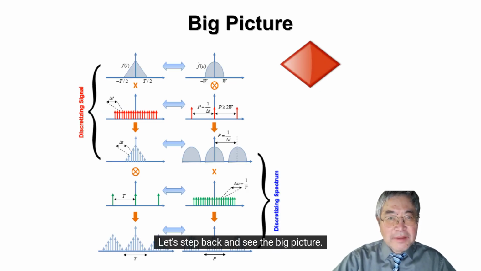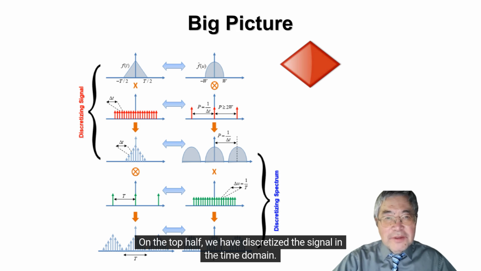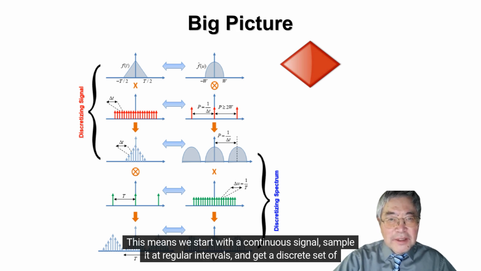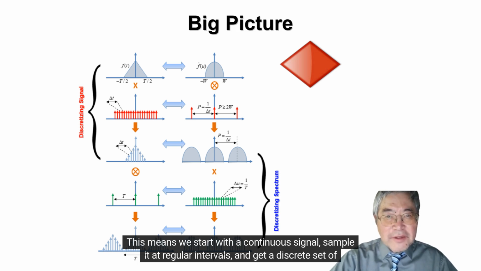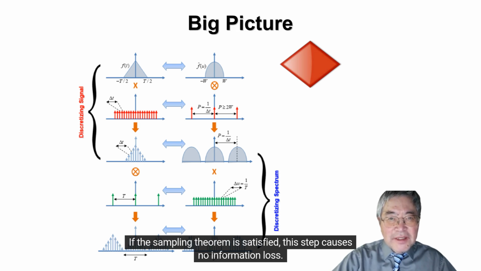Let's step back and see the big picture. There are really two parts here. On the top half, we have discretized the signal in the time domain. This means we start with a continuous signal, sample it at regular intervals, and get a discrete set of values, something we can store and process in a digital computer. If the sampling theorem is satisfied, this step causes no information loss.